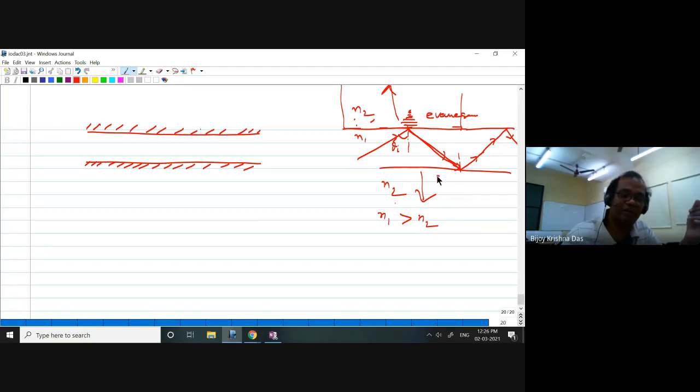But it can travel in this direction because of the propagation vector kz that we have discussed. So in this way, we ensure that total internal reflection can confine light in one dimension, and light can be directed along the Z direction.